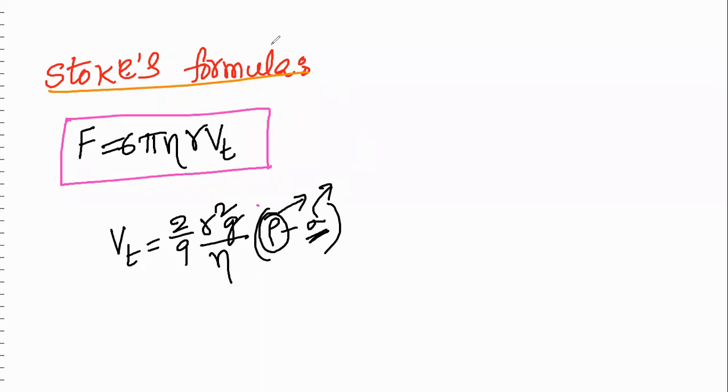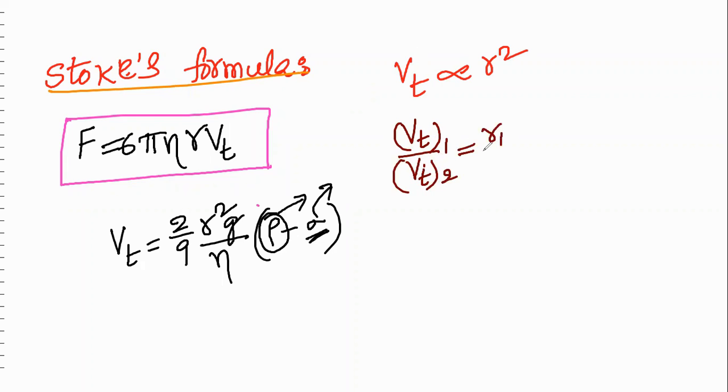According to this, terminal velocity v_t is proportional to r square. v_t1 divided by v_t2 is equal to r1 by r2 whole square. That we will take.